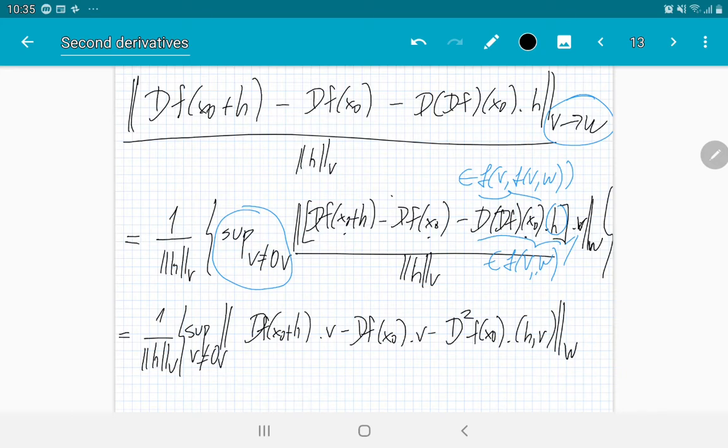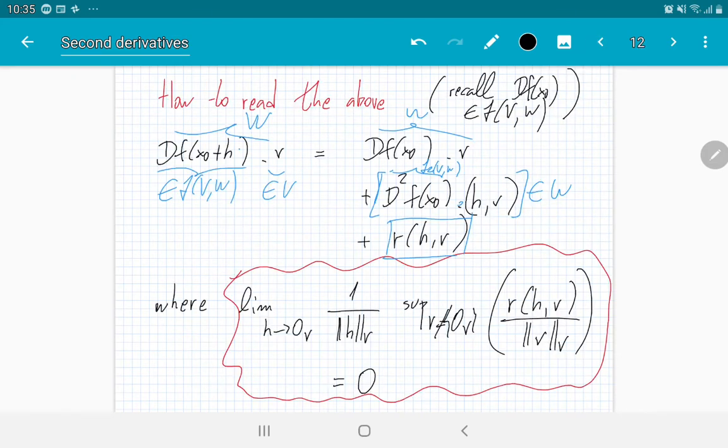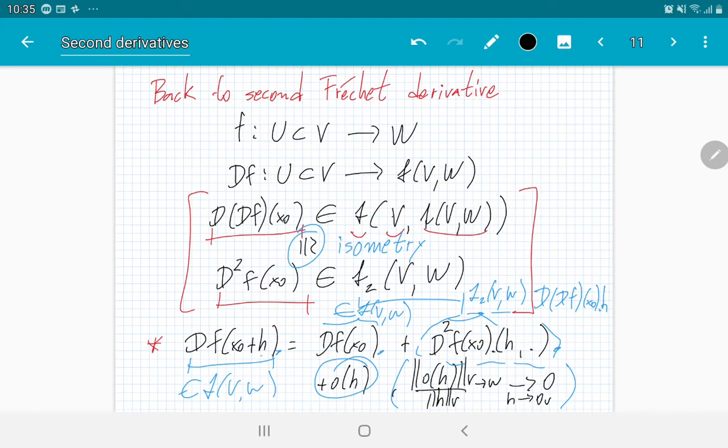And now we compute the norm. So that's where you use the isomorphism. These two guys are isomorphic. Therefore, by assumption, if Df is differentiable at x_0, the top thing goes to 0 when h goes to 0. That's the same as requiring that this thing with the supremum goes to 0 when h goes to 0. So that's just another way of writing things down. You have to believe your isomorphisms, and then everything works.